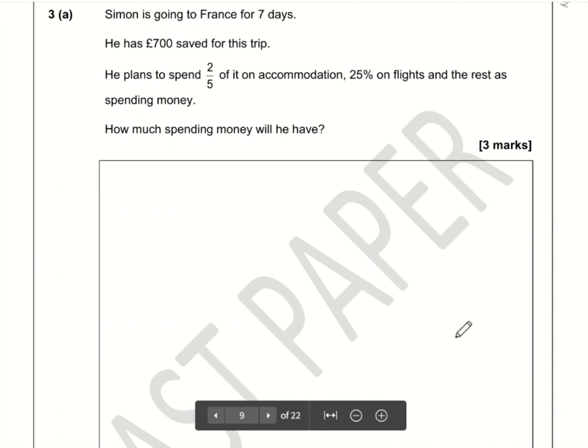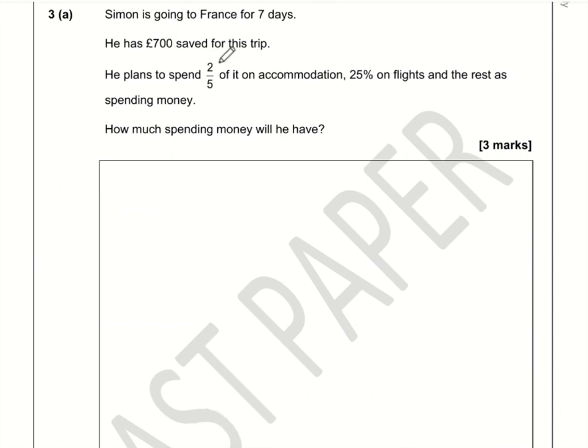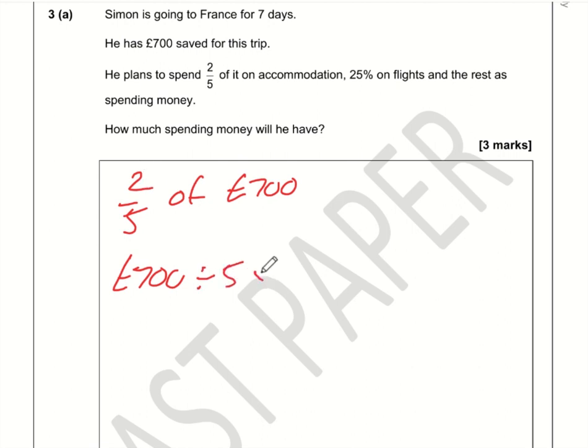Okay, so for 3A, he's spending 2/5 of this amount on accommodation. So what is 2/5 of £700? Here we're working out a fraction of the total. So we need to take our total, divide by the number on the bottom, and then multiply by the number on the top, and that comes to £280. And flights is 25%, that is 1/4.